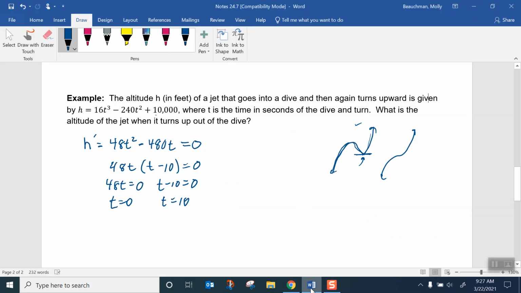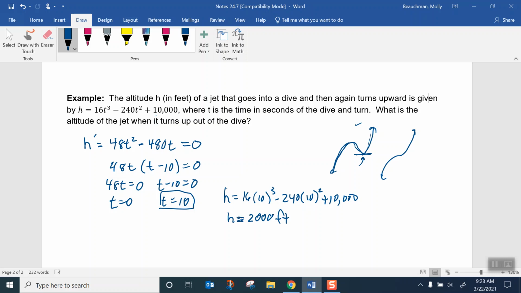The question is asking us for the altitude. What is the altitude of the jet? So we take our time, 10 seconds, and substitute it back into h to figure out our altitude. So we would take 16 times 10 cubed minus 240 times 10 squared plus 10,000, and that's where we end up with the 2,000 feet.